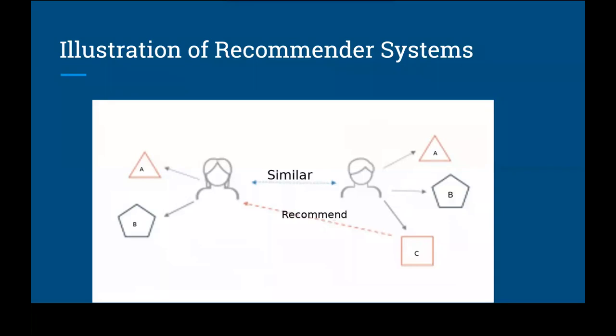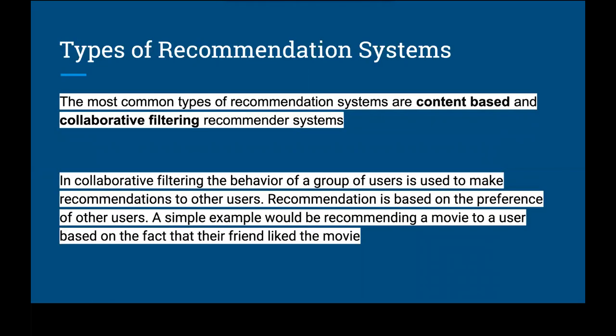Okay, so let's see what the types of recommendation systems are. The most common types of recommendation systems are content-based and collaborative filtering recommender systems. In collaborative filtering, the behavior of a group of users is used to make a recommendation to another user. Recommendation is based on the preference of other users. A simple example would be recommending a movie to a user based on the fact that their friend liked the movie. So this is basically your example of collaborative filtering.